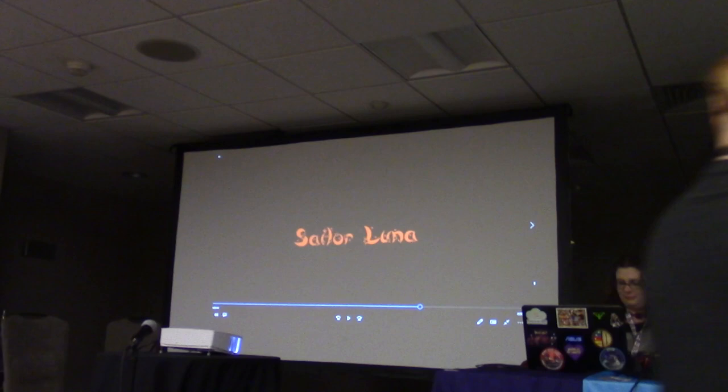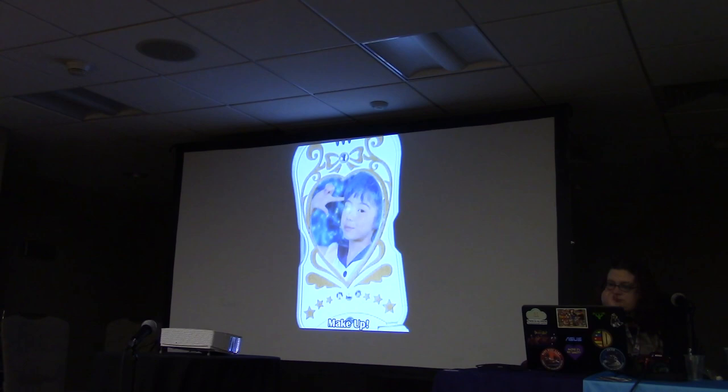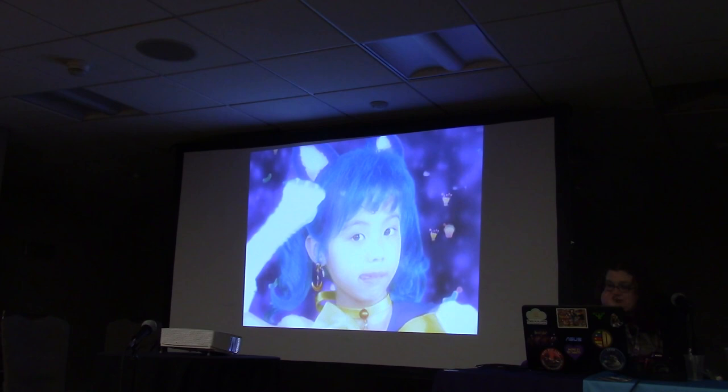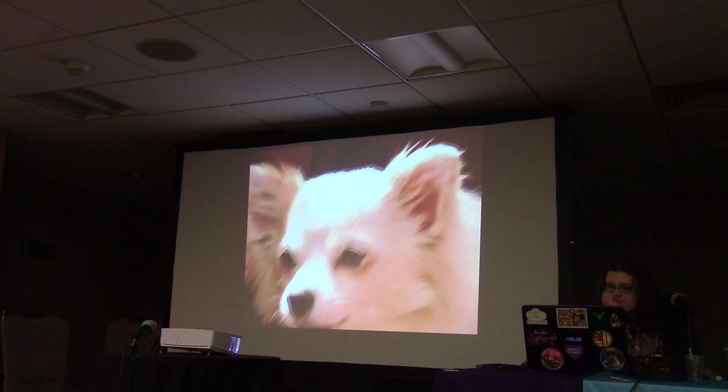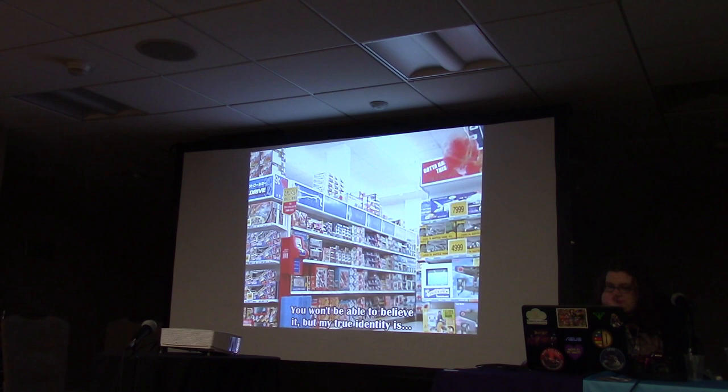To counteract Mercury being evil, they decide to do something with Luna and give her a human child form who could transform into a guardian, titled Sailor Luna. She's kind of annoying and yet adorable in a way. Toys R Us, by the way.